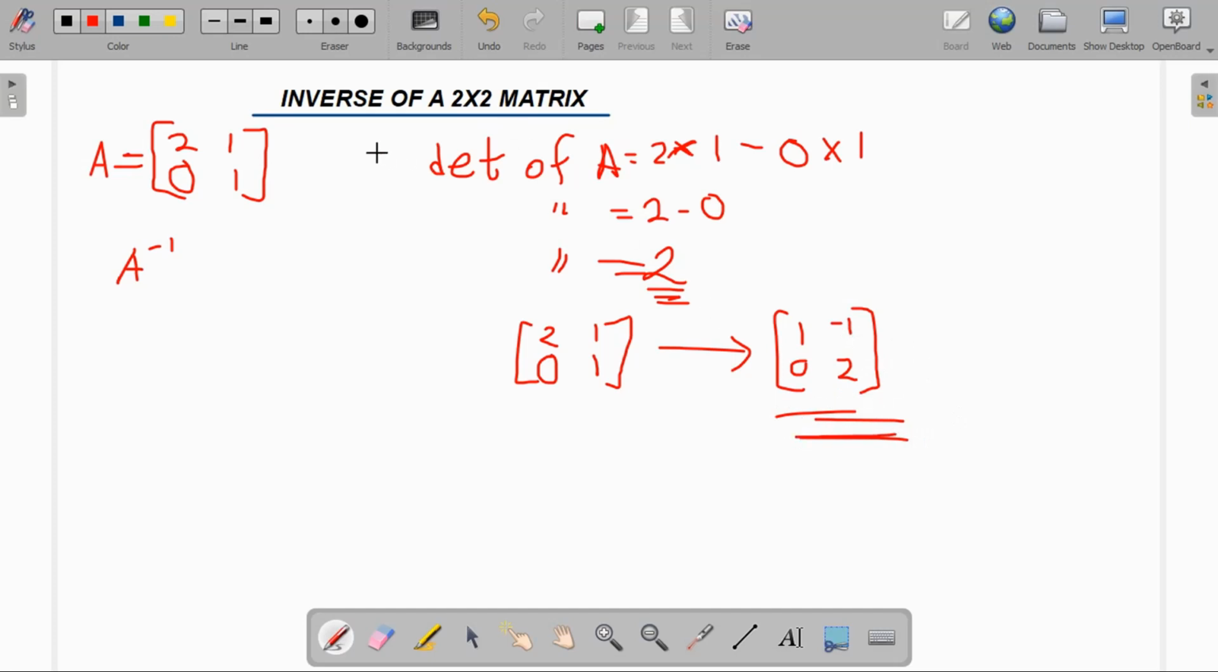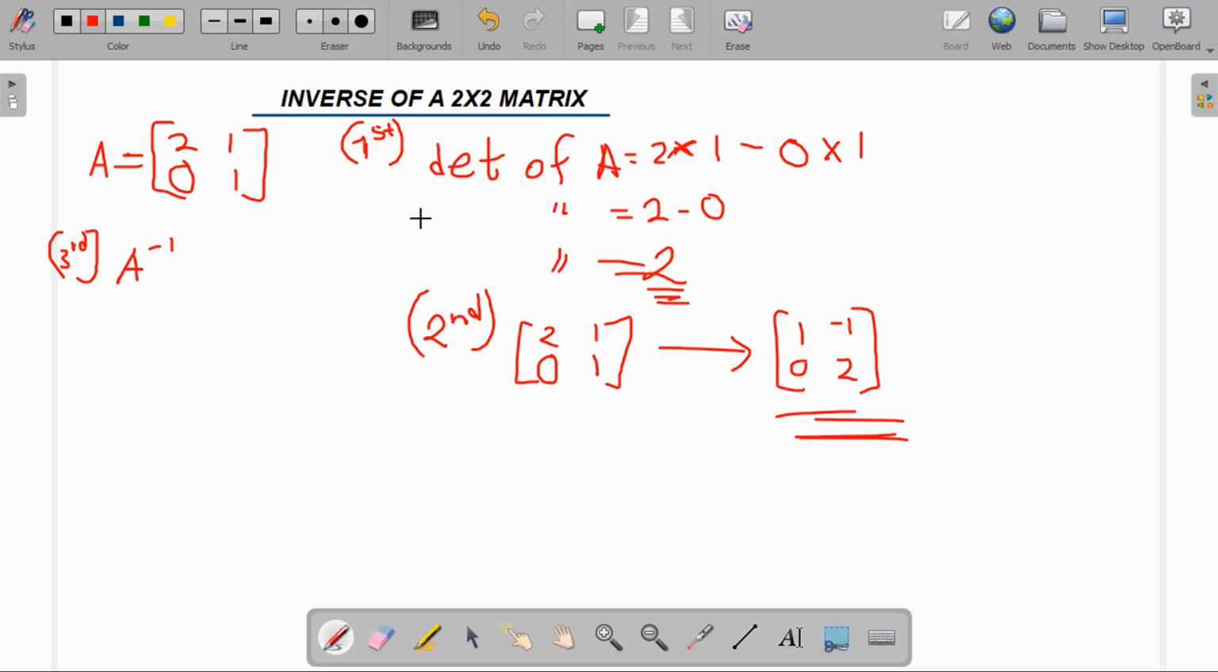So this is step number 2. The first step was finding the determinant, and then the second step you interchange. And now the third step. So the third step, I'll write it here, third step.